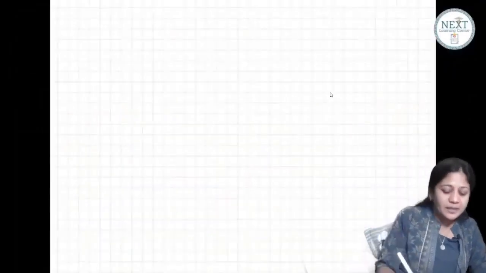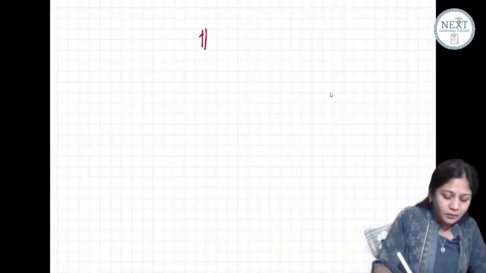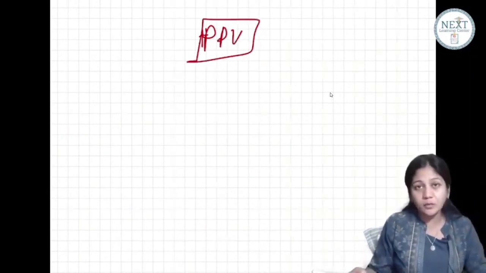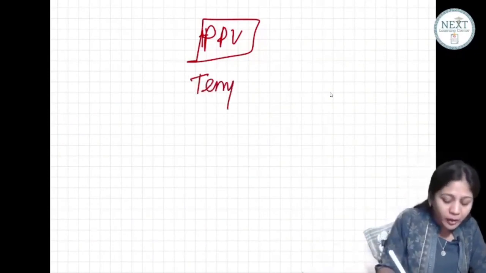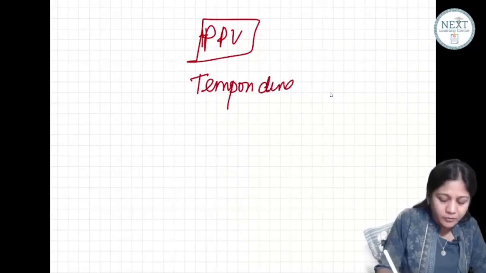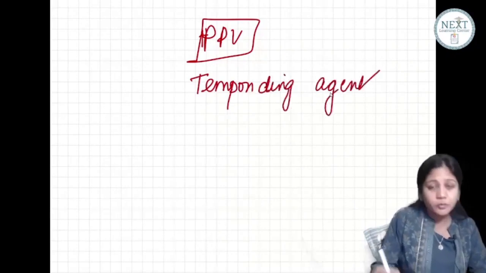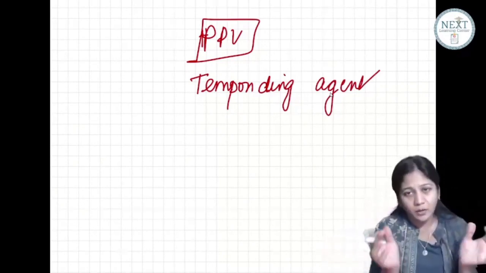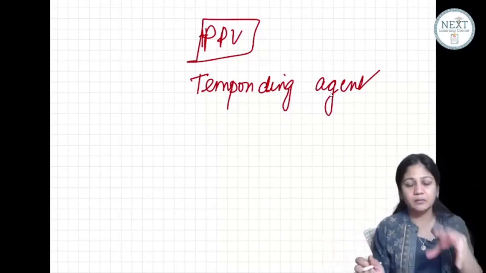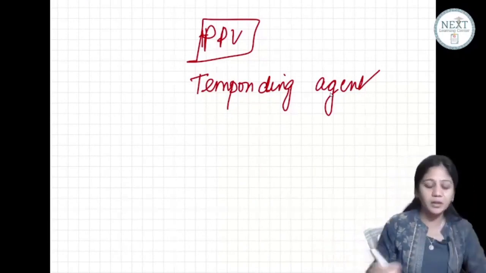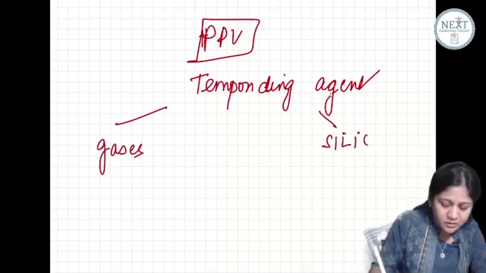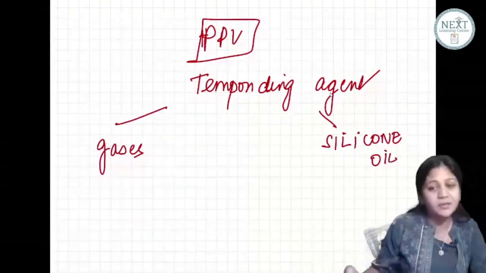Now, please see. When you do a PPV, pars plana vitrectomy, you are cutting the vitreous, isn't it? You are evacuating the vitreous. So you have to put a tamponading agent. If you don't give something back to the vitreous, the tear will reopen again. So you have to replace something as the vitreous. So these are tamponading agents. Now there can be gases. You can put gases or you can put silicone oil within the vitreous cavity.